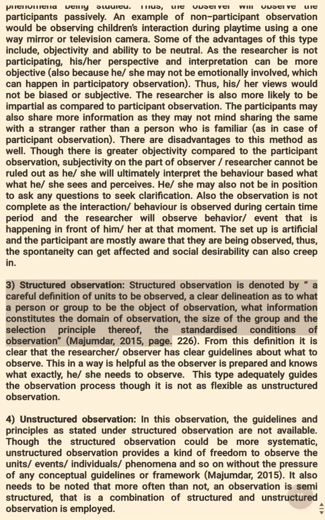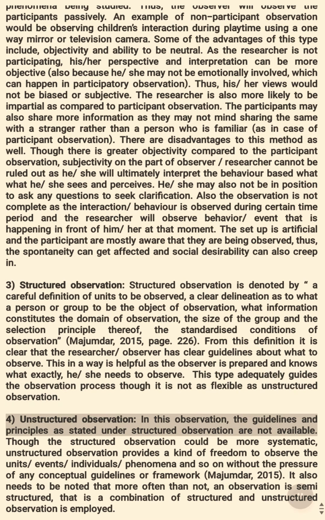3. Structured observation. Structured observation is denoted by a careful definition of units to be observed, a clear delineation as to what a person or group to be the object of observation, what information constitutes the domain of observation, the size of the group and the selection principle thereof, the standardized conditions of observation (Majumdar, 2015, page 226). From this definition, it is clear that the observer has clear guidelines about what to observe. This in a way is helpful as the observer is prepared and knows what exactly she needs to observe. This type adequately guides the observation process, though it is not as flexible as unstructured observation.